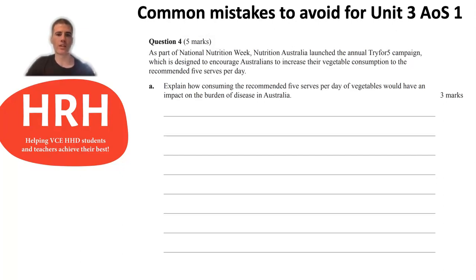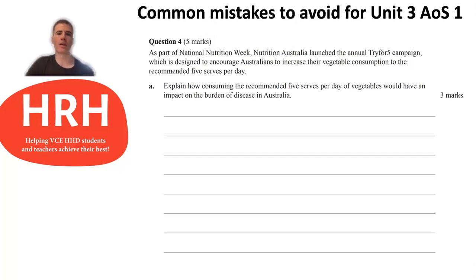I'd encourage my students to think about the way the question is phrased. This is talking about consuming the recommended 5 serves per day of vegetables, not under consuming. So you're talking about if people do consume them, how that could impact on the burden of disease in Australia. Obviously you'd be talking about reducing the burden of disease from certain conditions. And for 3 marks, I'd encourage my students to try to reference 2 different health conditions and refer to both YLL and YLD.